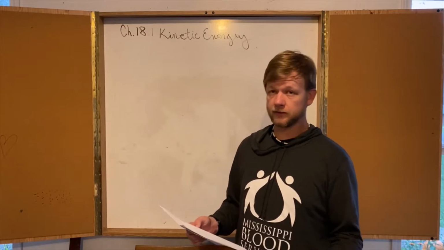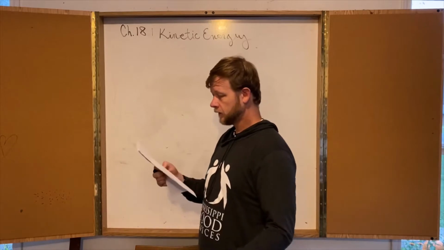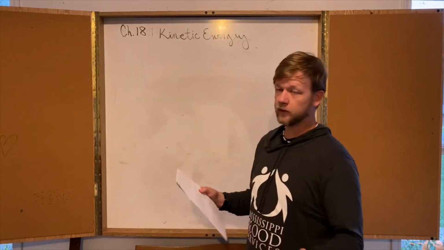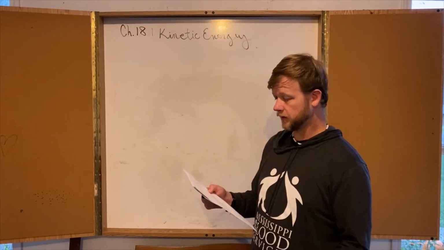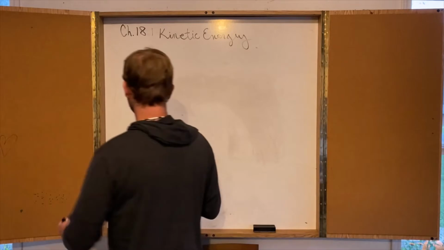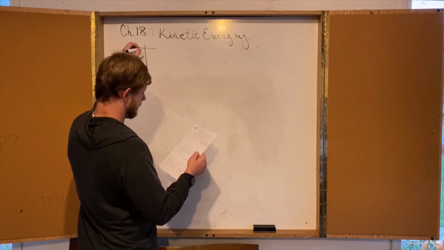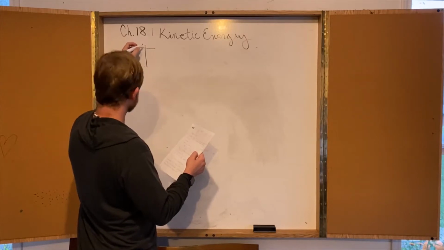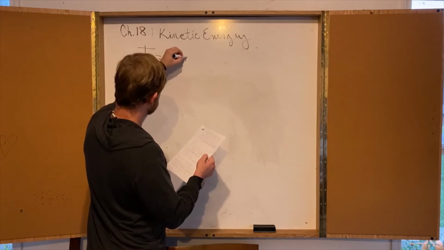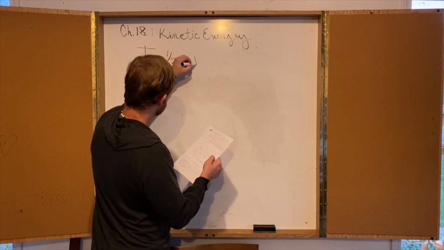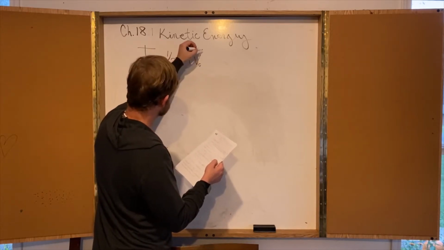So chapter 18, this is 18.1, kinetic energy. There's more than two types of kinetic energy, but the two we're going to focus on are translational and rotational kinetic energy. When we say translational, we're talking about T equals 1/2 mass times velocity of G, because that's the point we're going to be looking at, squared.